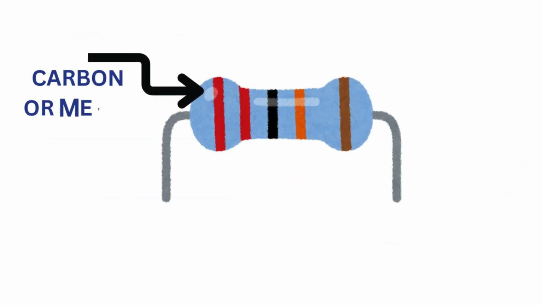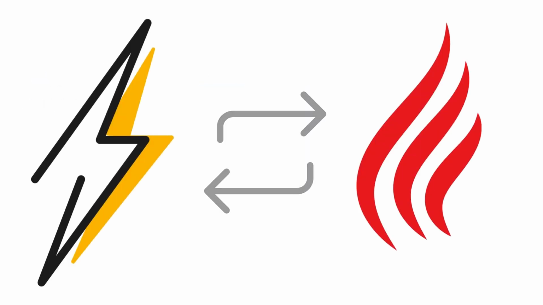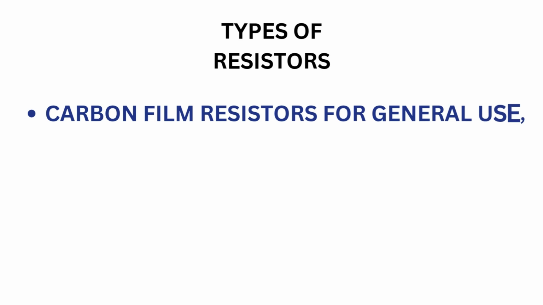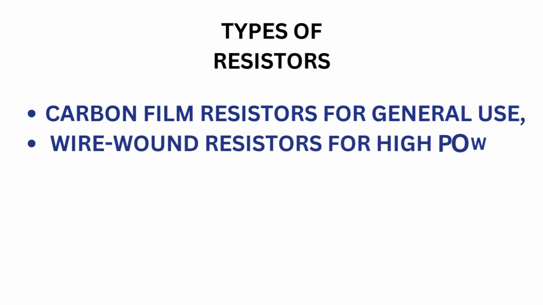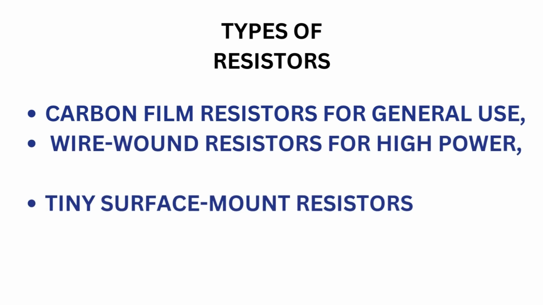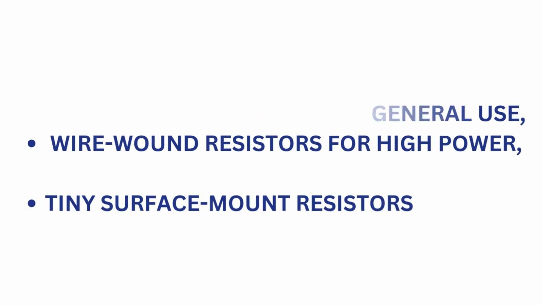Inside a resistor, a resistive material, like carbon or a metal film, wraps around a ceramic core. This material resists the current and converts electrical energy into heat. There are many types: carbon film resistors for general use, wire wound resistors for high power, and tiny surface mount resistors used in modern electronics.